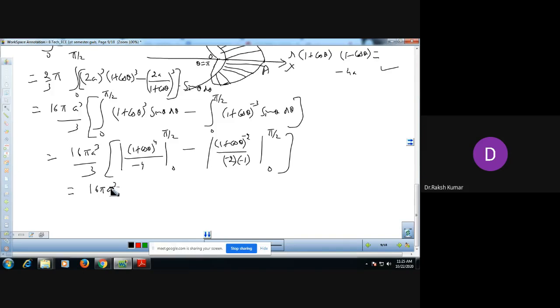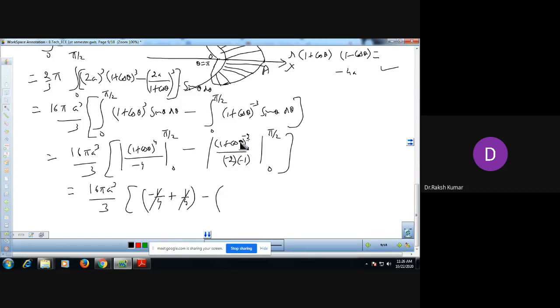That is 16 pi a cube over 3 for the upper limit. Cos pi by 2 is 0. So 1 raised to power 4 is 1. So minus 1 by 4 is there, and it should be plus. Cos 0 is 1, and that will be 1 by 4. I think it will be cancelled. Now minus minus minus, that will be minus.